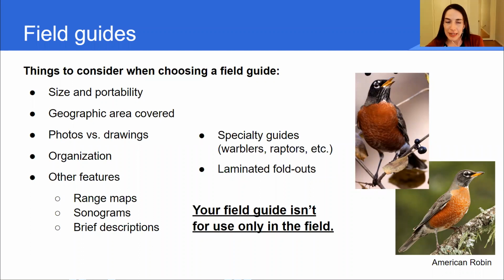Another aspect to consider is the geographic area covered. So for instance, here's an example of the Sierra birds. It's really slim, it's really small, and it's quite light, but it's not very much use for me here in DC. You'd need to be in the mountains of California to really get any use out of this one at all.